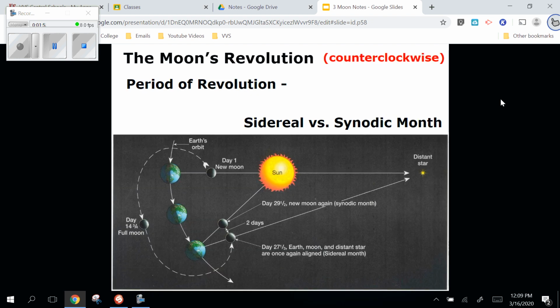All right, the moon's revolution. Counterclockwise, just like us. There's a couple different numbers you need to know. The period of revolution from the reference table, 27.3 days. That's called a sidereal month. You don't need to know the name of it.